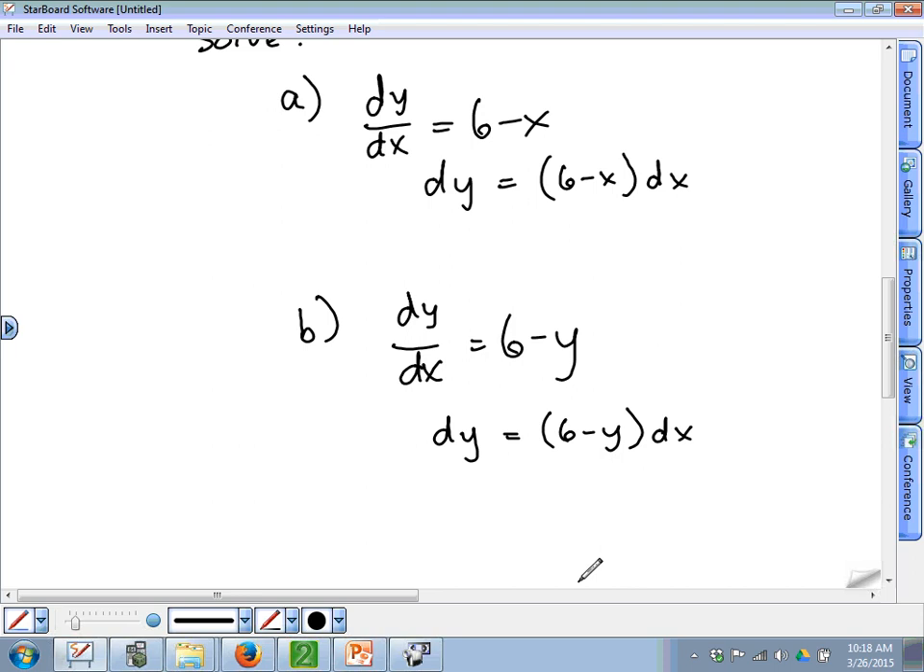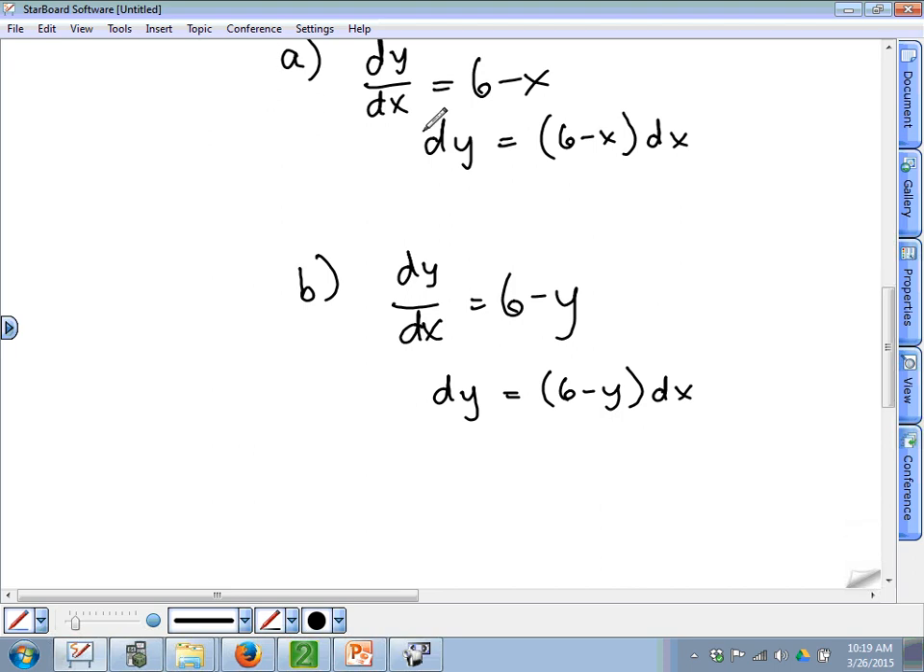Okay, so check it out. On part A, on the right side, you only have x's, right? And on the left side, you only have y's. That's a good thing. But here on part B, on the left side, you have a y, but the right side, you're mixed. You have y's and x's. That's a problem, right? But on part A, we can just go right to integration.